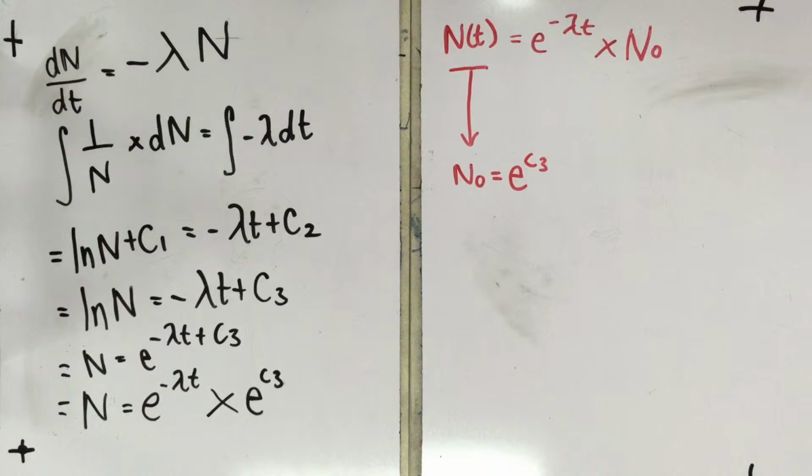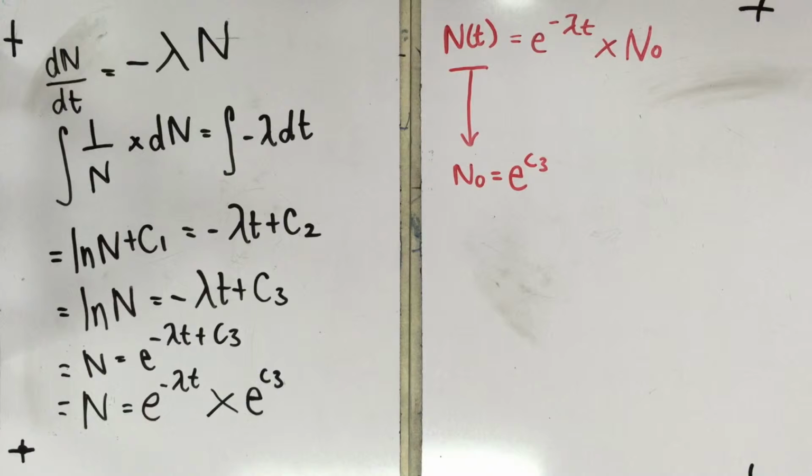Now we can then go on to say that N equals e to the negative lambda t plus C3. And of course, we can split up that exponent into N equals e to the negative lambda t times e to the C3.